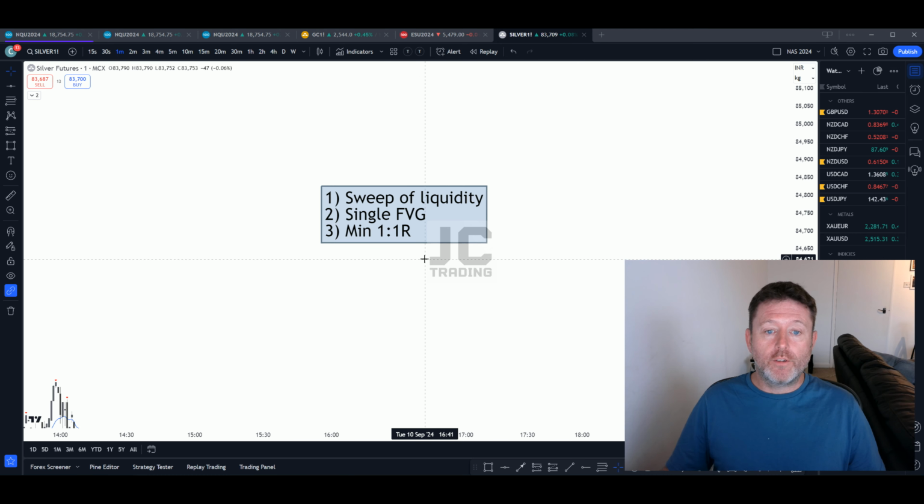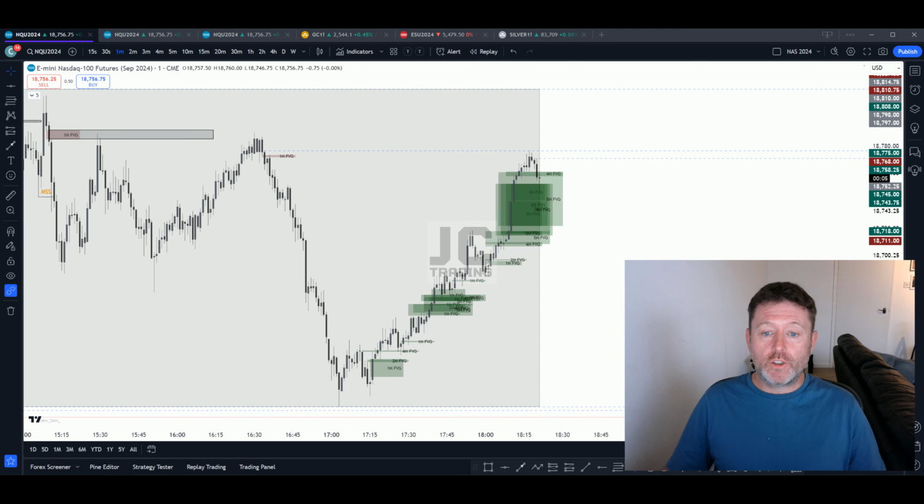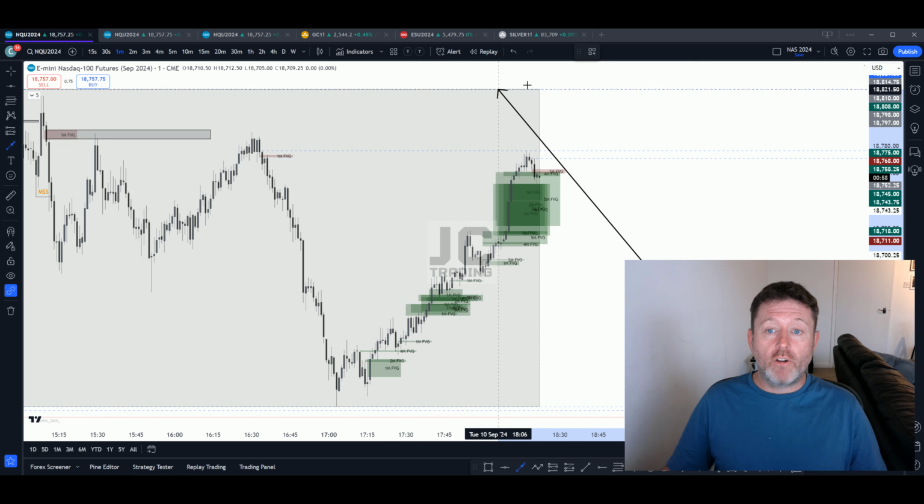The first thing you're looking for is a sweep of liquidity. That can be any liquidity that you wish. It can be an internal low, it could be a swing high, it could be a range high, or it could be a range low. As long as you've swept liquidity, that's all that matters.